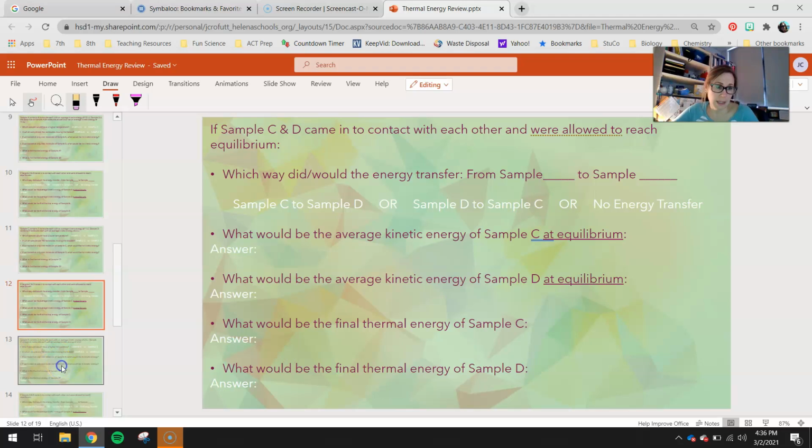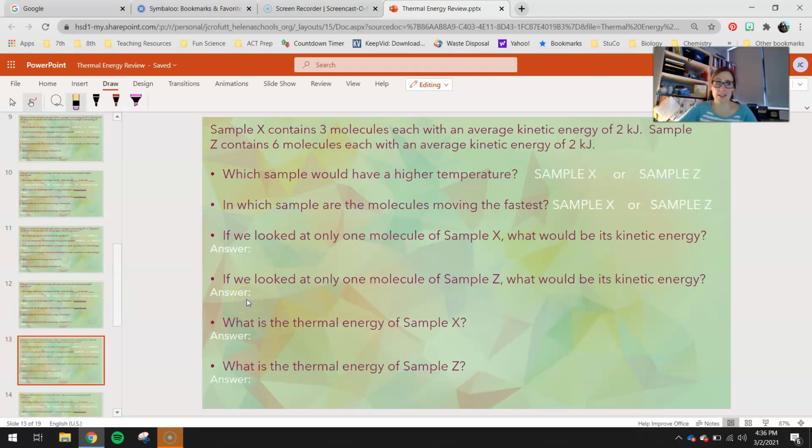All right, last little example of this here. Sample X has 3 molecules, so draw 3 circles, with an average kinetic energy of 2 kilojoules.